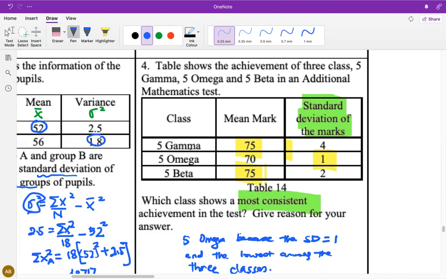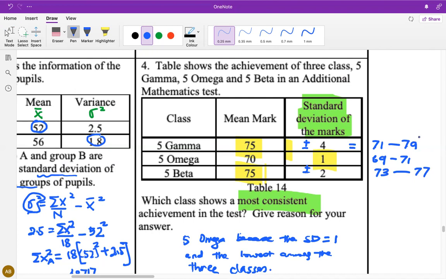But for 5 gamma, you see the standard deviation is 4, right? Therefore, the marks will be between 71 and 79. So we see plus and minus. So you can predict this one is 71 to 79. This one is very predictable. It's either 69 to 71. This one is plus minus 2, so you can see here is 73 until 77. So you can see the big gap here.